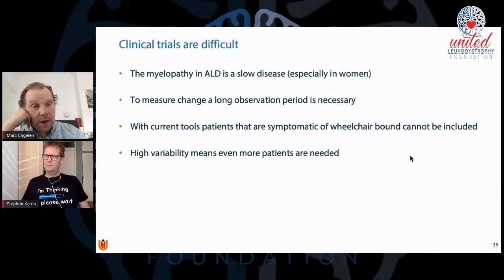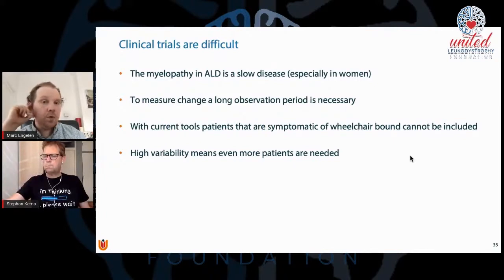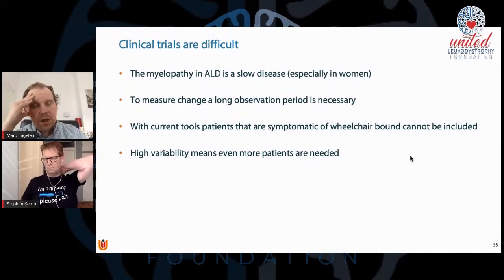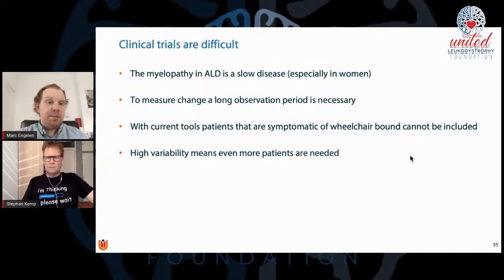And also, the 6-minute walk test is currently the most important outcome measure that is used in this kind of disorder. But that means that you cannot include all patients in your trials. For instance, if you're wheelchair bound, there's nothing to measure. Or if you're completely asymptomatic also, it's very difficult to see change. And because these measurements also have a high variability, they're not very accurate, you need even more patients. So all these factors are bad, but especially bad in a rare disease if you have a limited pool of patients that you could invite to participate.